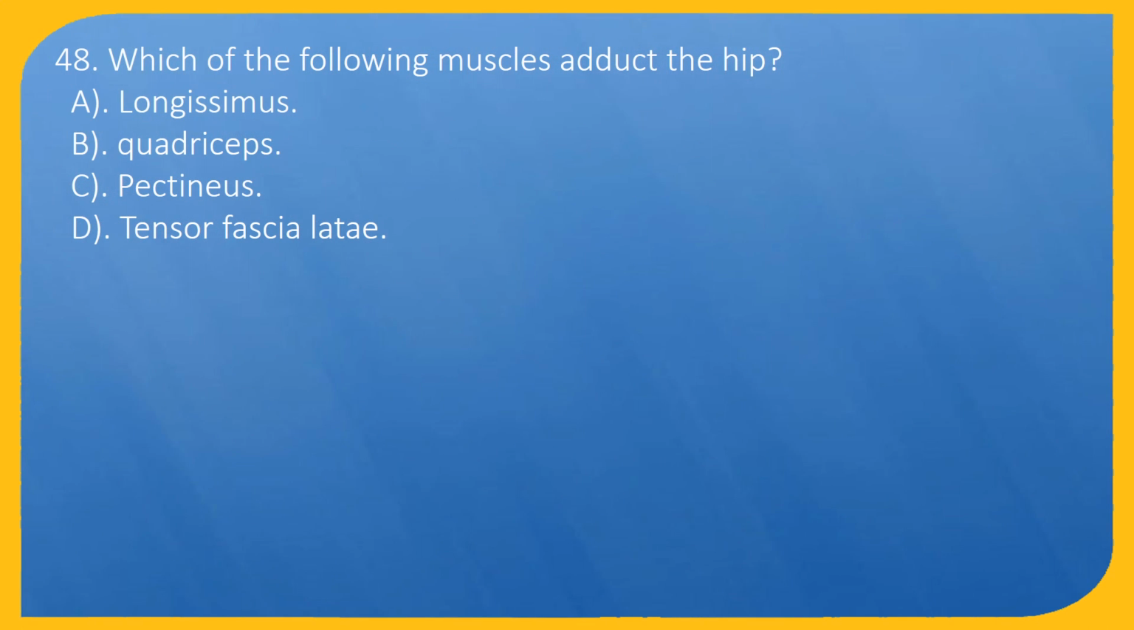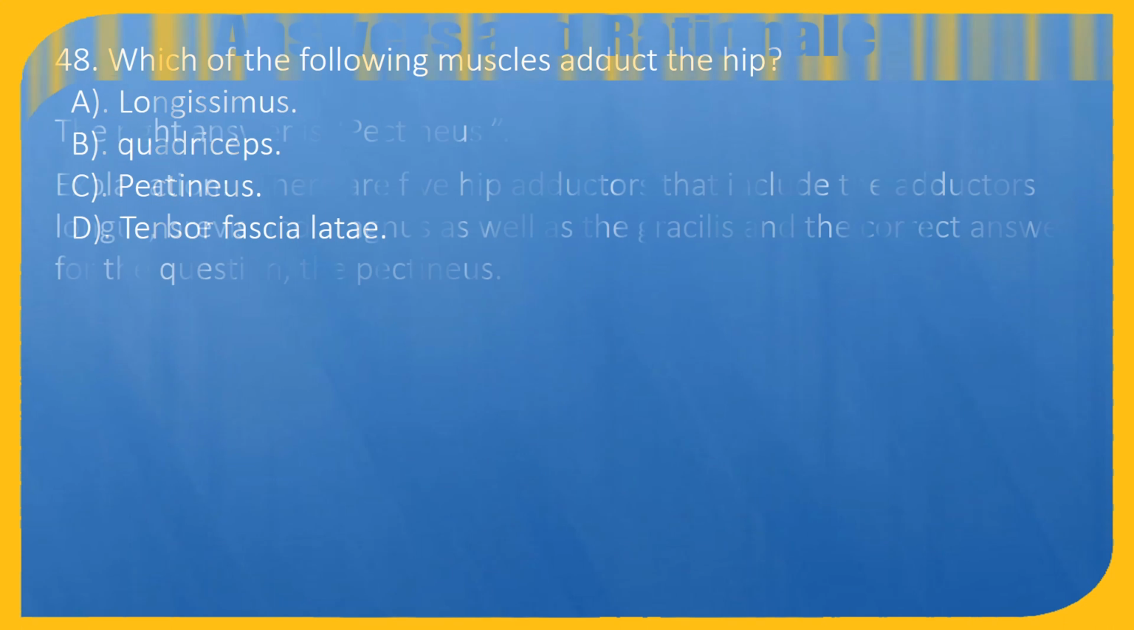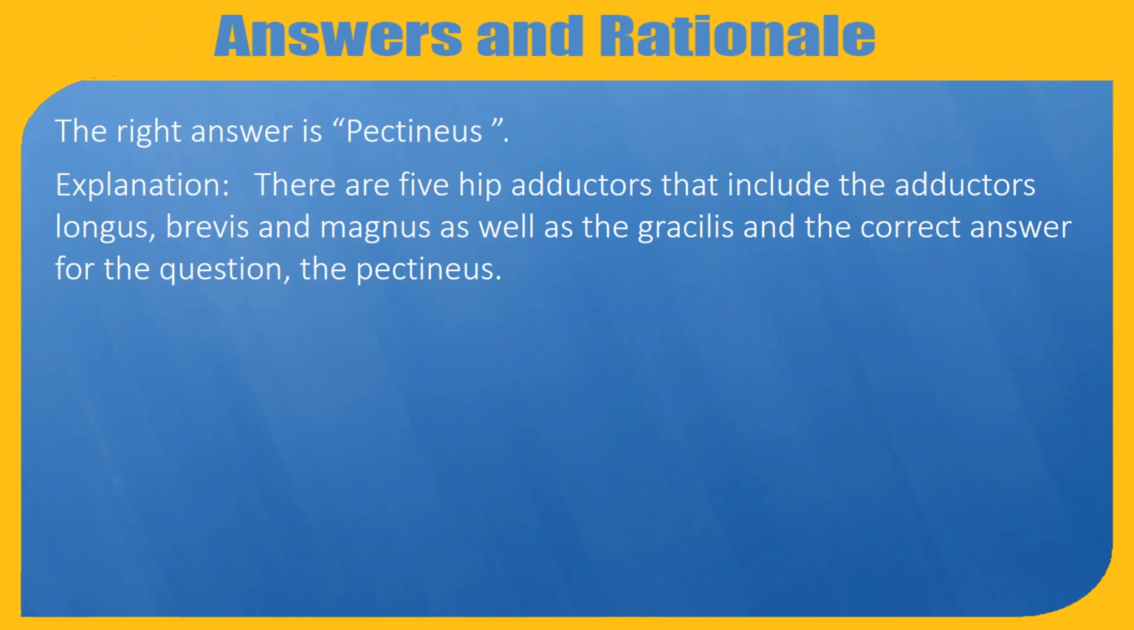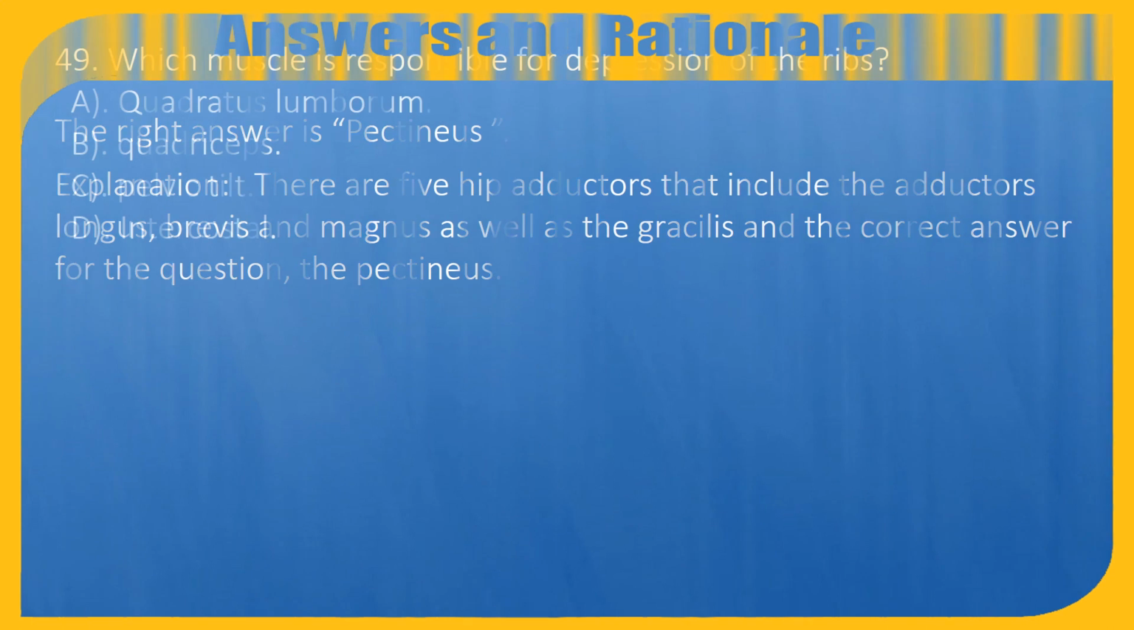Question 48. Which of the following muscles adduct the hip? A. Longissimus. B. Quadriceps. C. Pectinis. D. Tensor fasciae latae. The right answer is pectinis. Explanation: there are 5 hip adductors that include the adductors longus, brevis and magnus, as well as the gracilis, and the correct answer for the question, the pectinis.